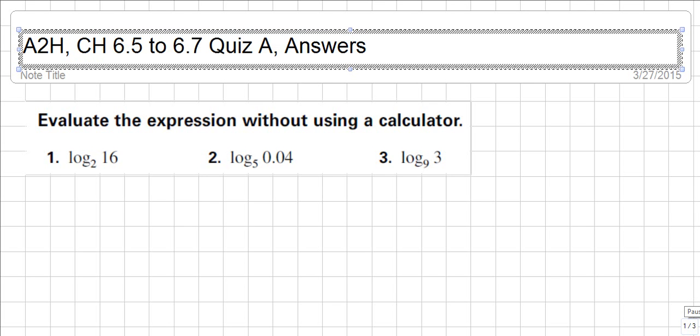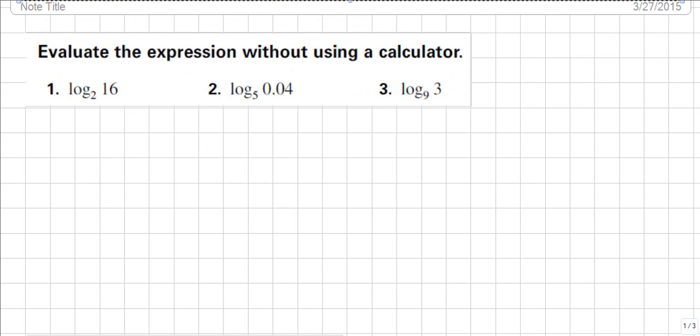Here's the answers to the quiz over the second half of Chapter 6. Okay, problem number 1, it's asking us to evaluate the logarithmic expression without using a calculator. So how we'll do that is we're going to say, okay, what's 2 to what power equals 16? So the answer to that would be 4.